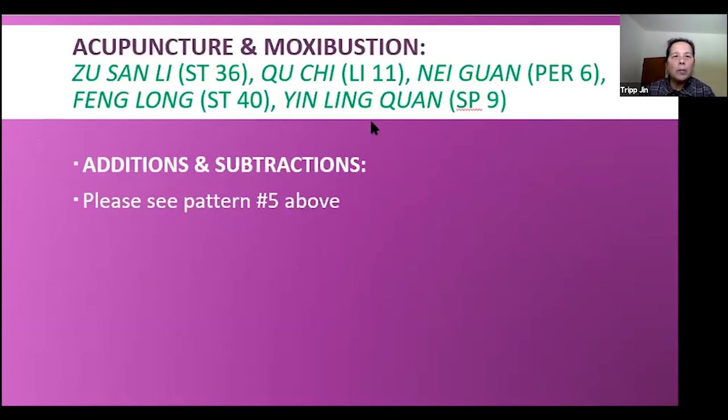So, acupuncture treatment. The points: stomach 36, stomach 25, and LI11 to clear some heat. Everything not moving will generate some heat. PC6 opens the chest, stomach 40 and spleen 9 especially remove dampness and phlegm. So basically the modifications are the same as the last one. We are not repeating that again.